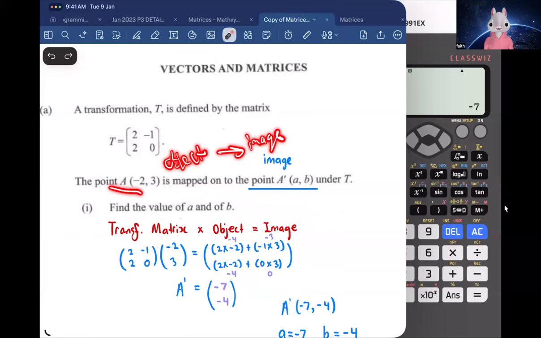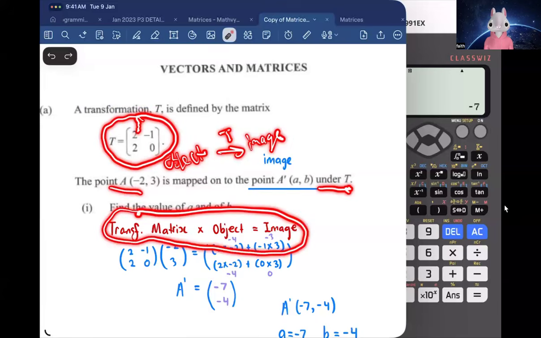The object to image transformation. They said under T. So they're telling you the object is mapped onto the image under T, via this transformation matrix. That transformation matrix is actually what is doing the transforming. That is what is taking you from the object to the image. And you can see it in this formula here.